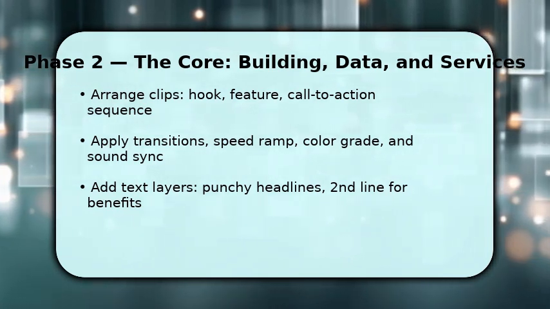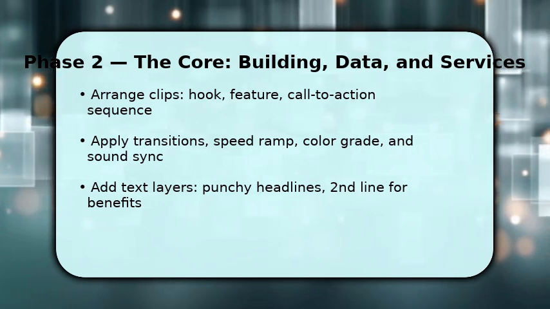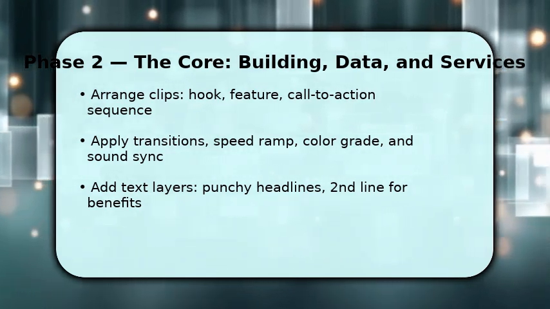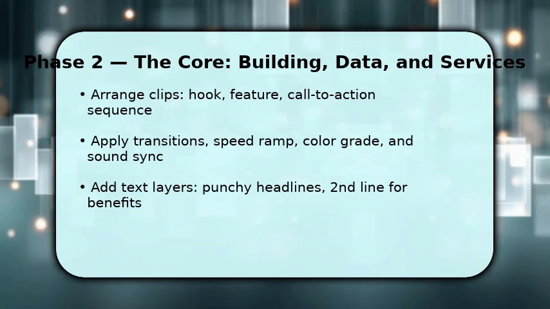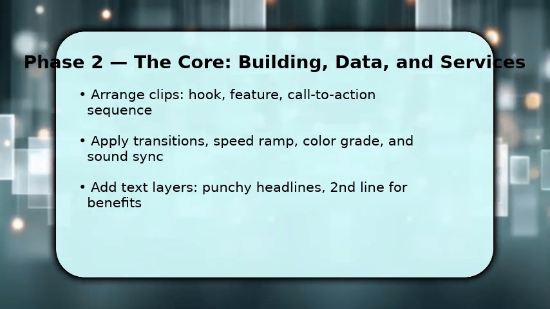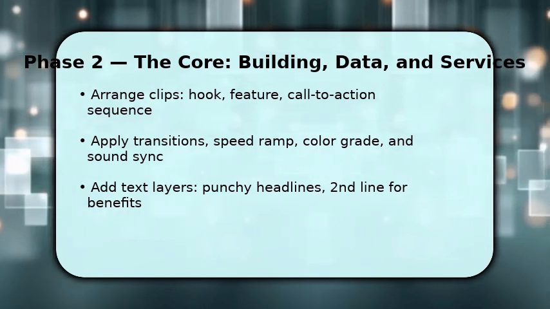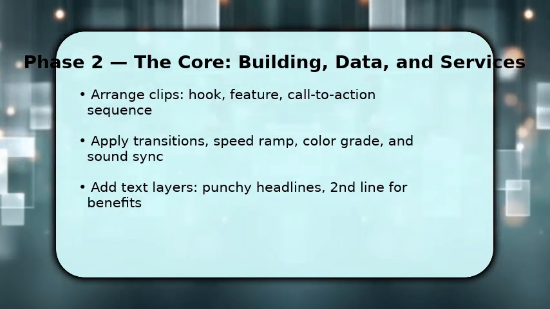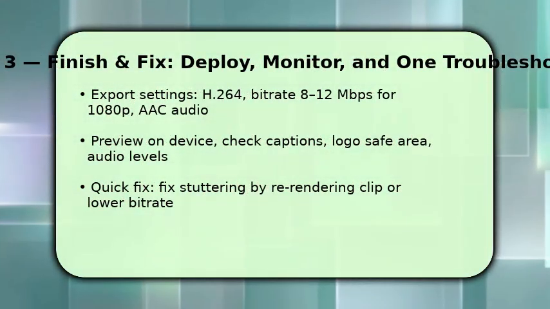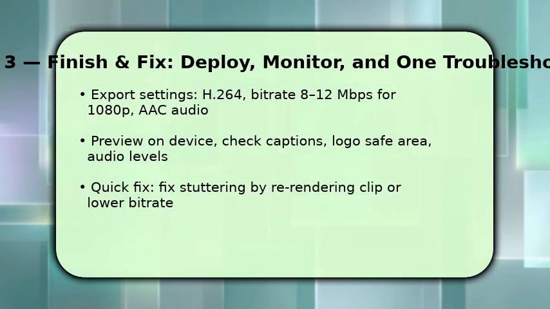Once done with visuals, sync a punchy music beat to cuts and add text overlays with hierarchy. Headline big, subtext smaller. Make sure text duration aligns with readable pacing, and preview at full volume to confirm timing and emphasis. To finish, set export to H.264.